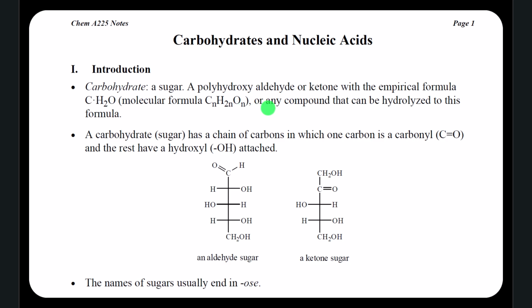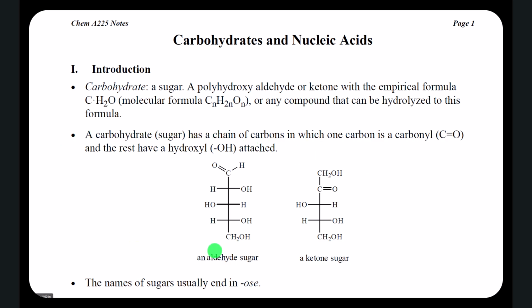Later, it was discovered that there are substances that, while they themselves do not have this exact formula, when treated with aqueous acid to be hydrolyzed, can be hydrolyzed into pieces that do have this formula. And so these are also considered carbohydrates.